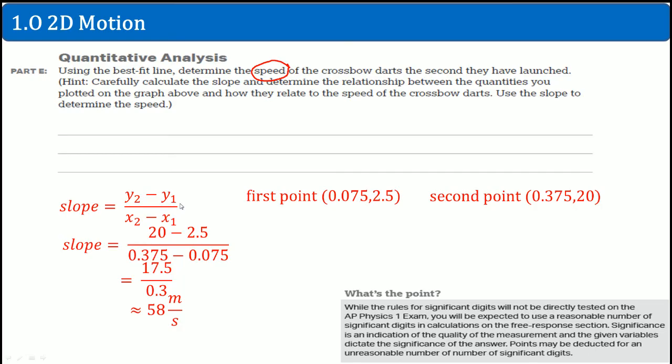Please understand the point of this. I'm going to read it to you. While the rule for significant digits is not directly tested on the AP test, you will be expected to use a reasonable number of significant digits in this calculation. That's why I rounded to basically 58. Significance is an indicator of the quality of the measurement and the given variable, dictated by the significance of the answer. Points may be deducted for an unreasonable number of significant digits. So again, 58, I just rounded to the nearest number. Perfectly fine, perfectly acceptable.